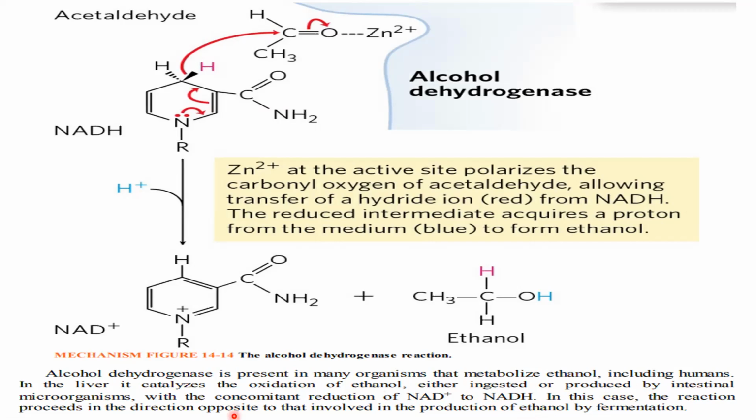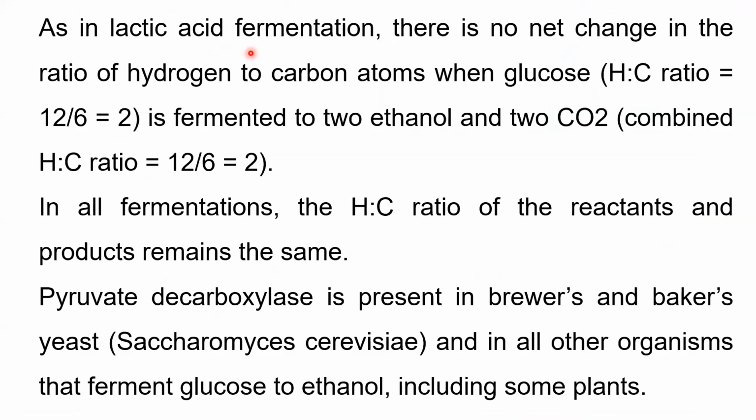So in this case, the reaction proceeds in the direction opposite to that involved in the production of ethanol. So when somebody is consuming alcohol, or when a small amount of alcohol is produced by the intestinal microorganisms, exactly the opposite step is taking place. That is, ethanol in the presence of NAD positive gets converted to NADH, and you will get the pyruvate. This is the opposite reaction, which is observed in the liver, and it is removing the alcohol.